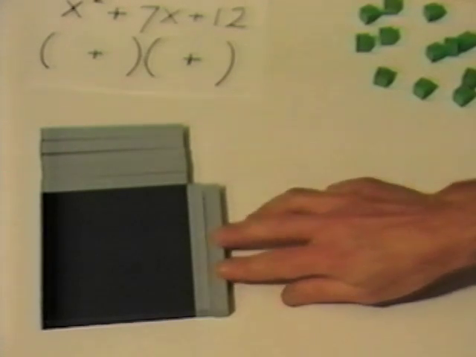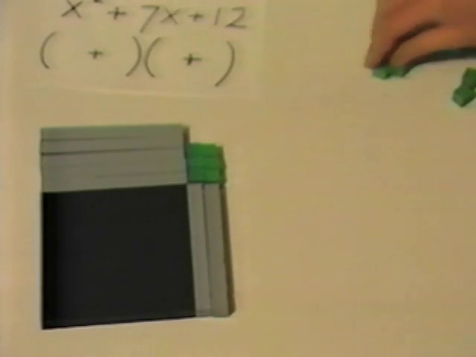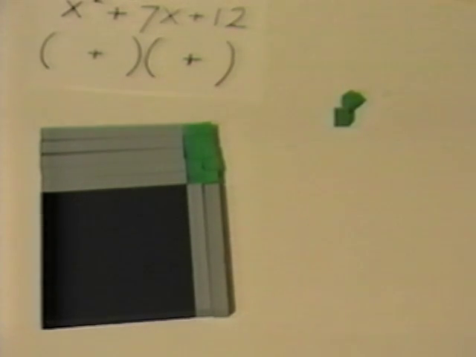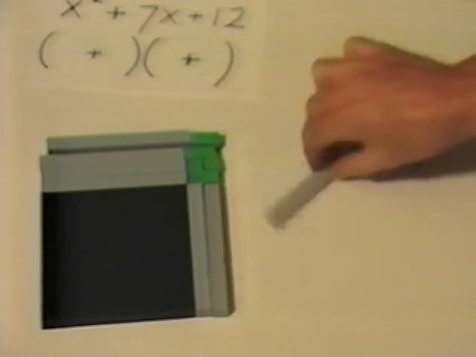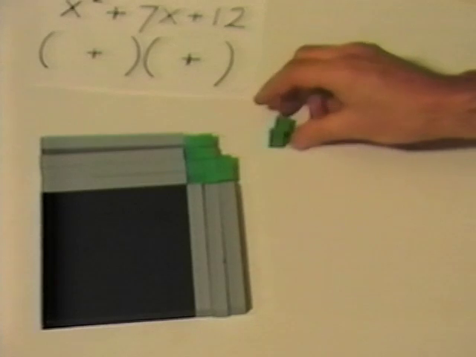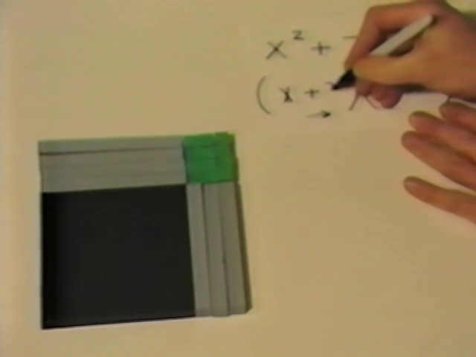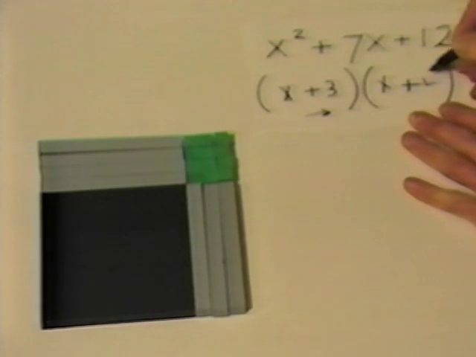If it doesn't work with 1 on the side, we try 2. Here we place our units in the corner. And here again, the units will not fit in the corner. If it doesn't work with 2 on the side, we will try 3. This time it works. Our distance over is x plus 3. Our distance up is x plus 1, 2, 3, 4. X plus 4.